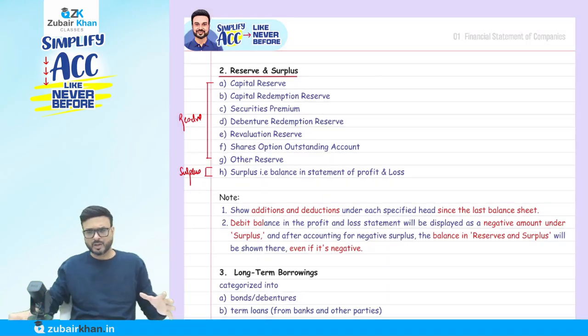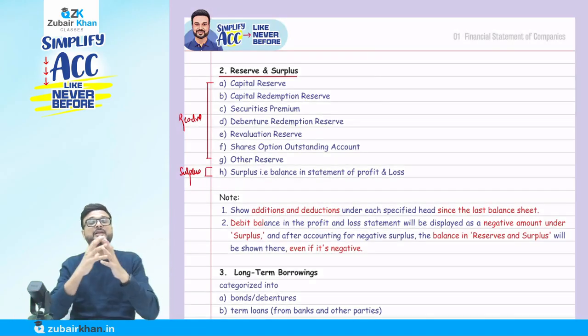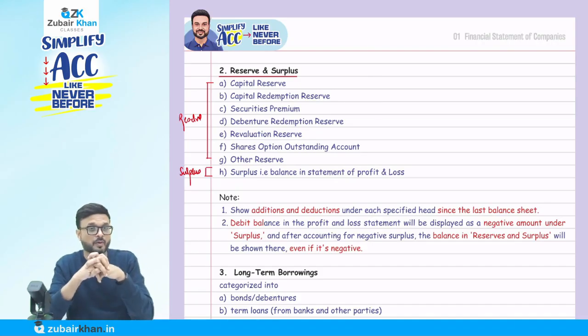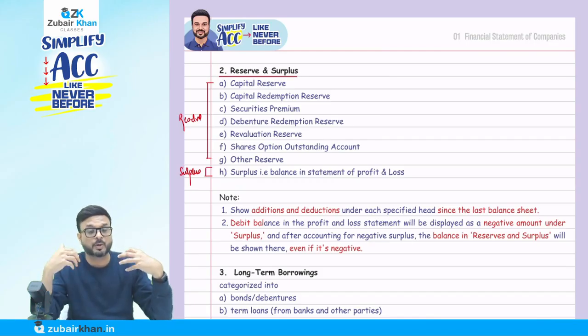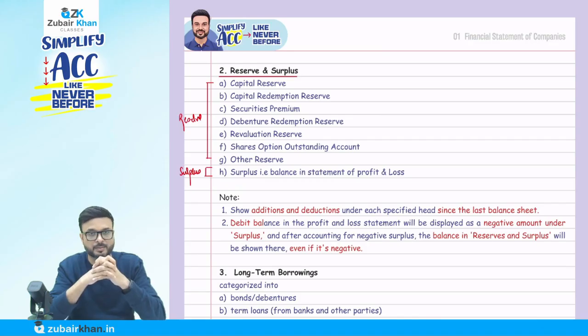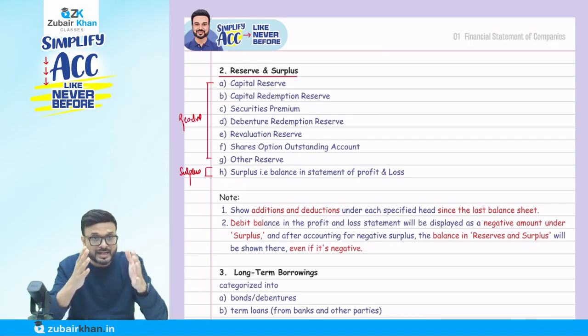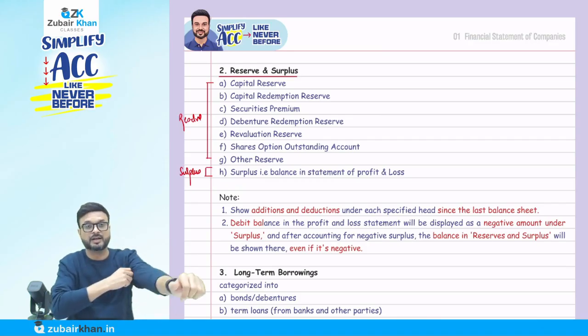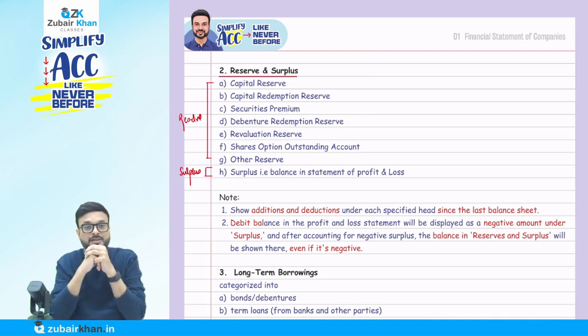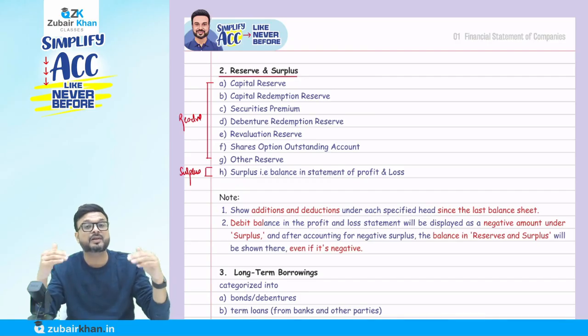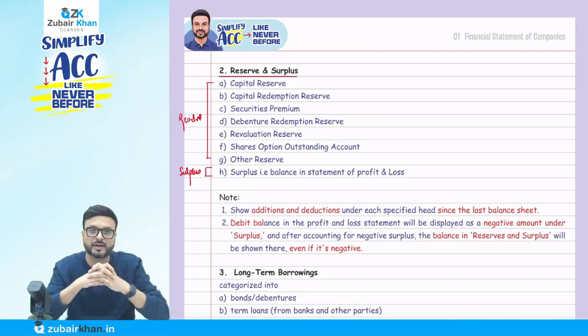Now, whatever it is, altogether reserve and surplus is a portion of the profit that we have not yet distributed to the shareholders of the company. So reserve and surplus belongs to the owner of the company. Correct? It belongs to the owner of the company. So we write it down under the shareholders' fund, as point B, reserve and surplus.